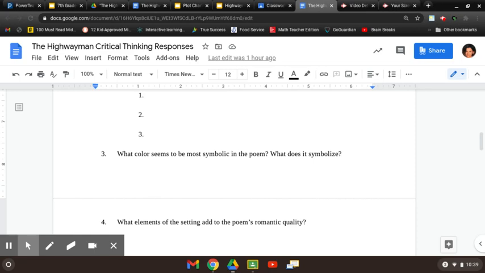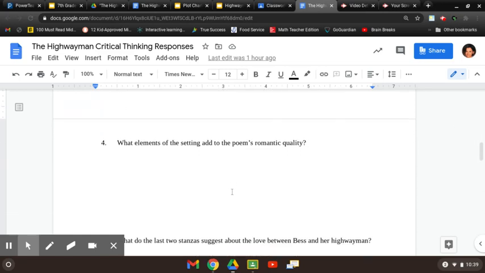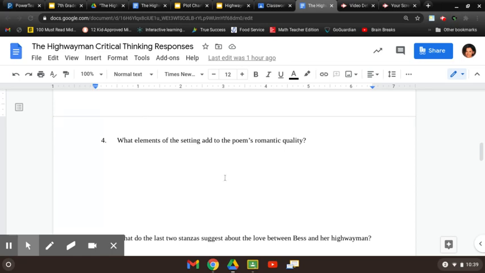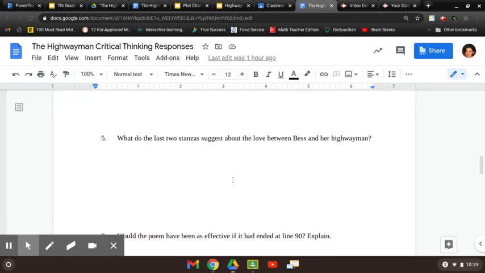So number 3, what does red symbolize? 4, the setting. It is a remote location out in the moors at night, and it's a moonlit night. What makes it romantic? The final 2 stanzas: the font changes to italicized print, and it repeats the opening when Bess and the highwayman meet. What does this suggest about their love?